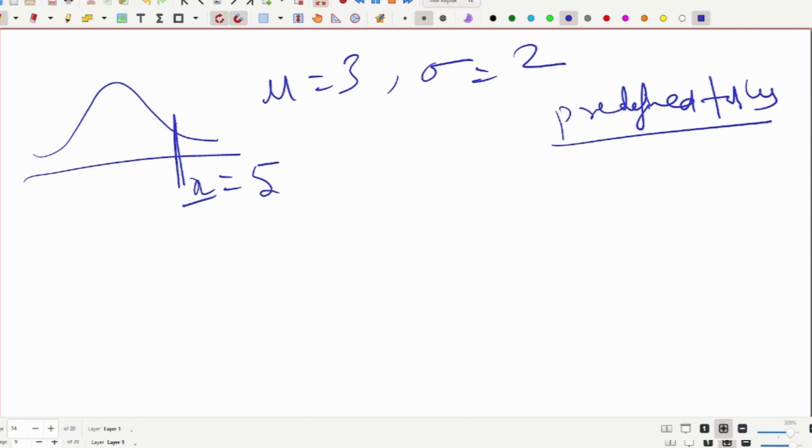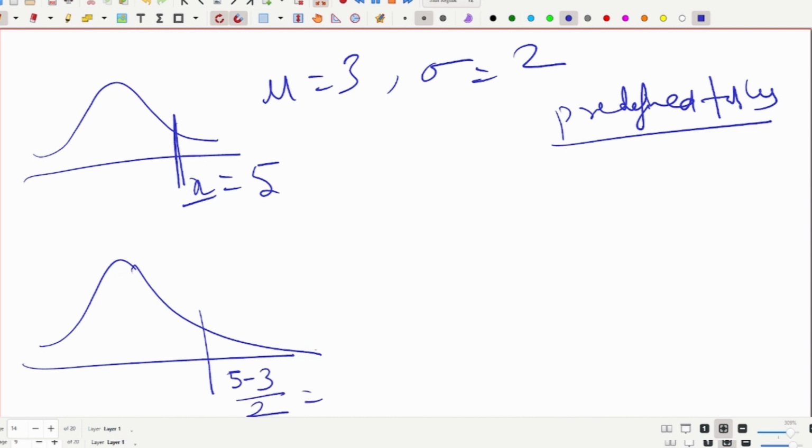Now, when I give you this, the predefined table will not be for all x, mu and sigma, it will be only for z. So, my z is (5 minus 3) by 2, which is 1. So, please tell me the value of the curve at z equal to 1. The z value is very much used in creating the predefined tables.